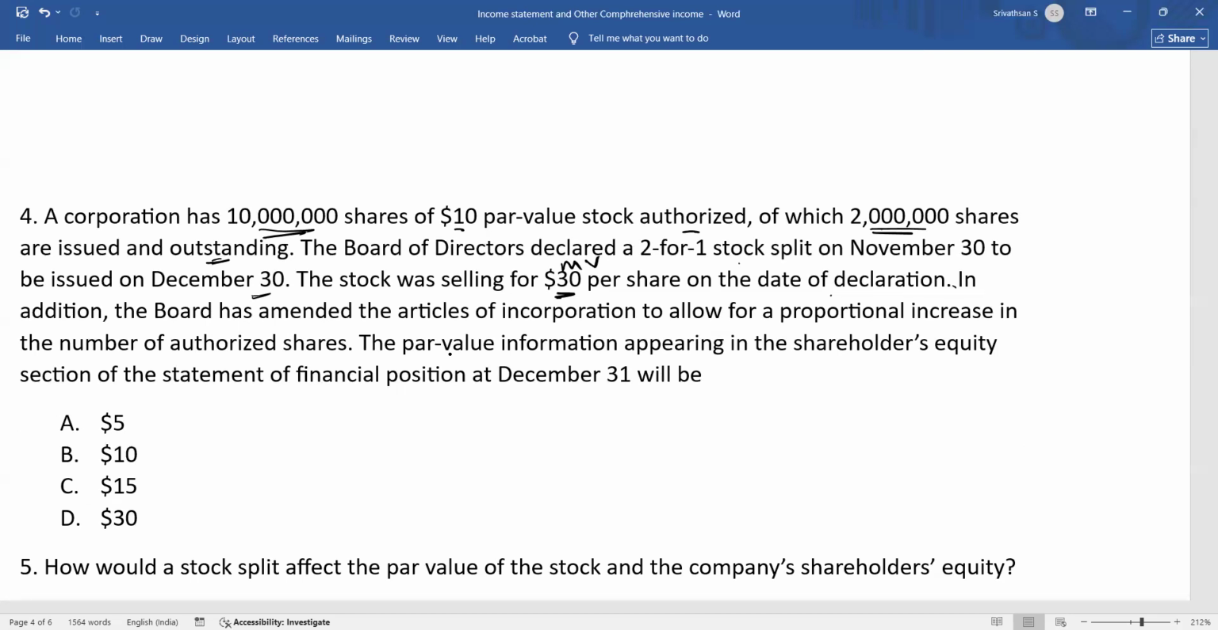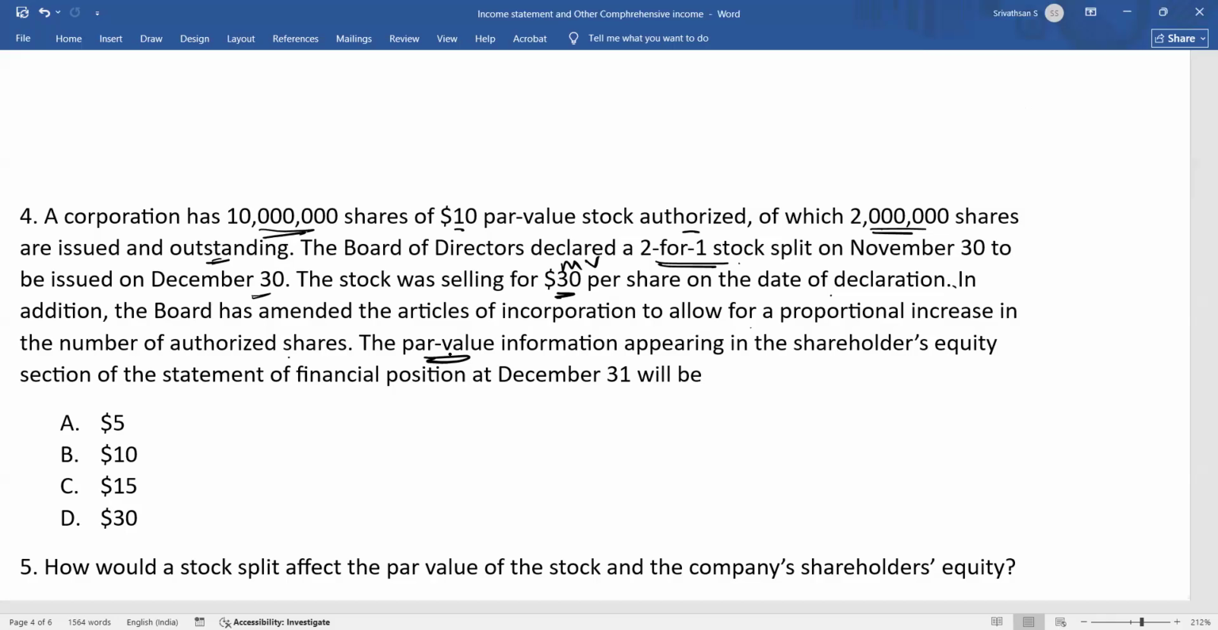In addition, the board has amended the articles of incorporation to allow for a proportional increase in the number of authorized shares. The par value information appearing in the shareholders' equity section of the statement of financial position at 31st December will be how much? So basically in this question, the company is declaring a stock split on 30th November. As a result, what will be the par value that will be shown in the balance sheet? That is what they're asking us to calculate. To put it simply, as a result of the stock split, what is going to be the impact on the face value or par value of the equity shares? That is what we have to calculate.